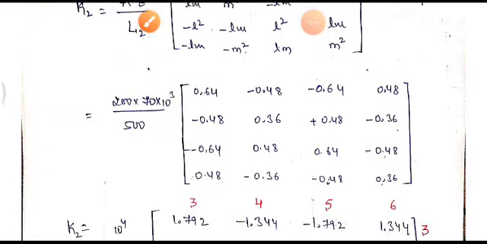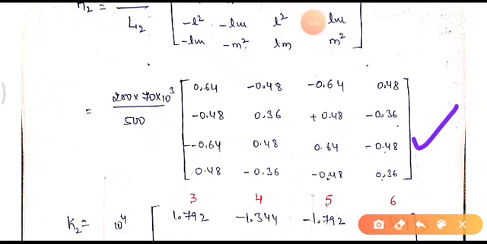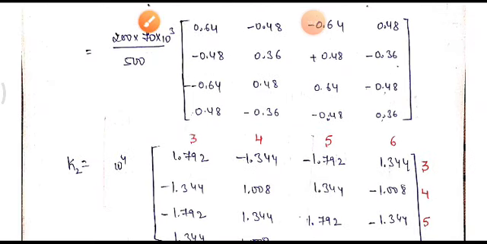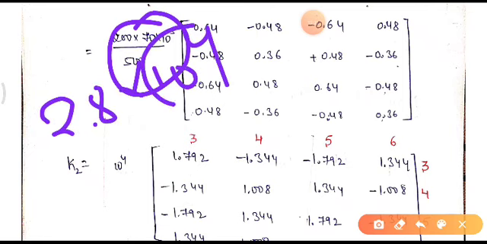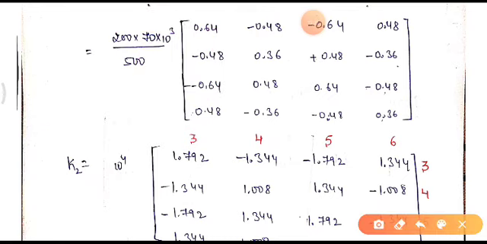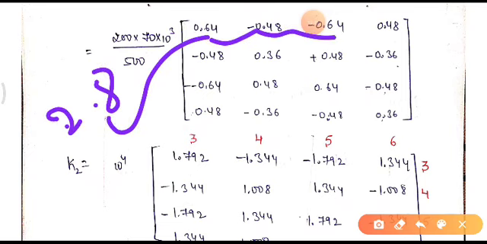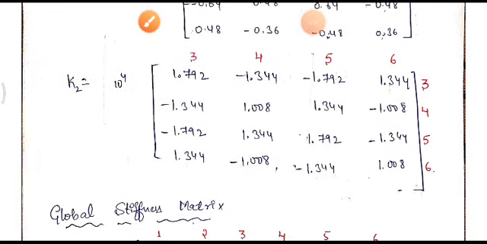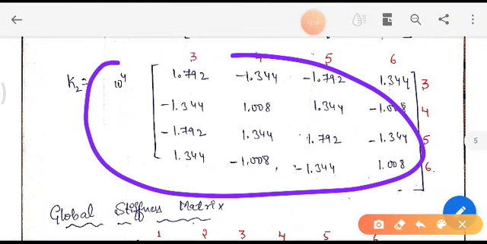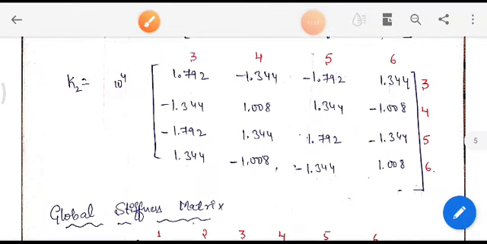If you substitute all the elements, you will get this matrix, and if you simplify this, you will get 2.8 into 10 raised to 4. We have taken 10 raised to 4 as a common factor, and we have multiplied with each element, and we got this answer. This is the entire stiffness matrix, the stiffness matrix for the second element.